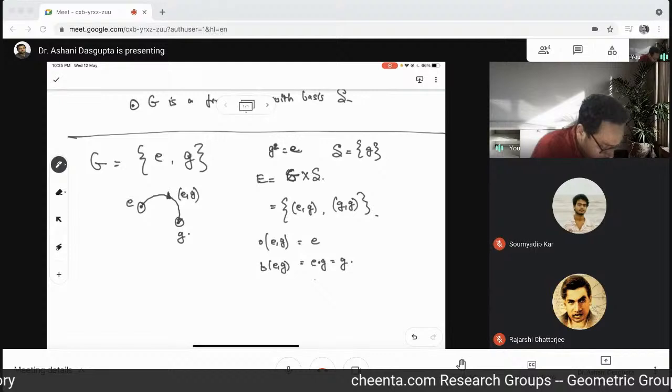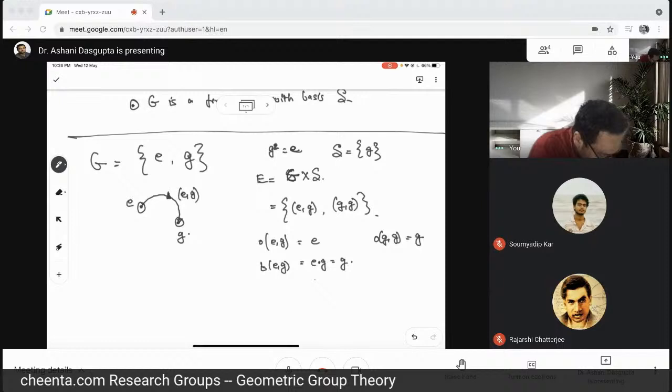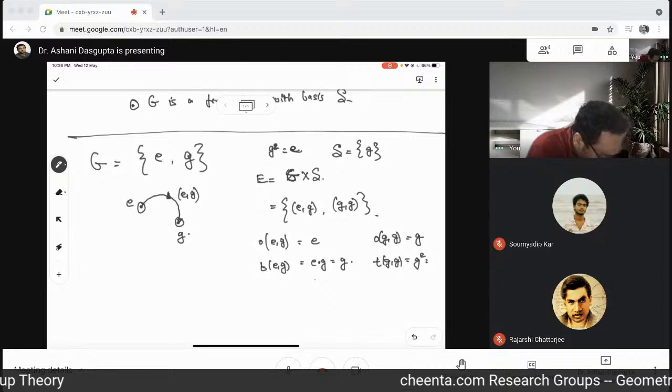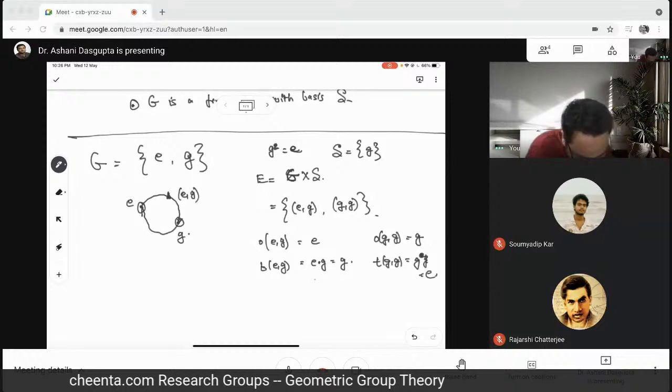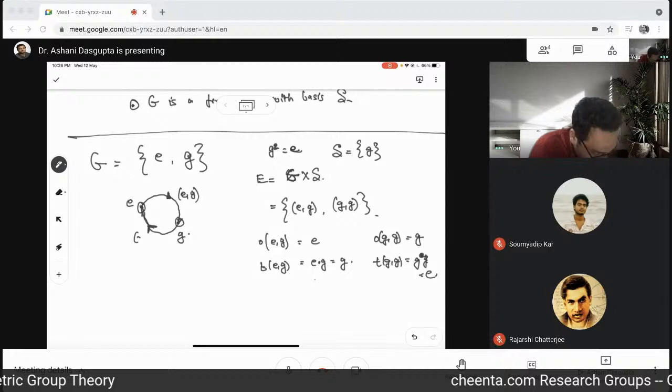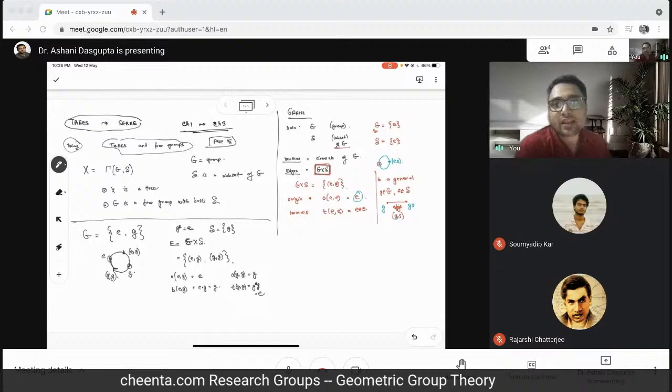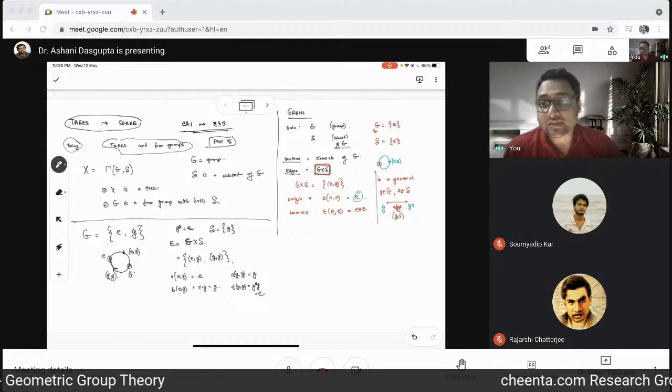Right? Now, let's look at the origin of G comma G. That's G. And the terminus of G comma G is G square. That is G star G, which is E. So it starts at G, it ends at E. So this is the G comma G edge. Right? So we are learning how to draw the graph like Sarah told us to draw. It's quite beautiful. It's quite nice.